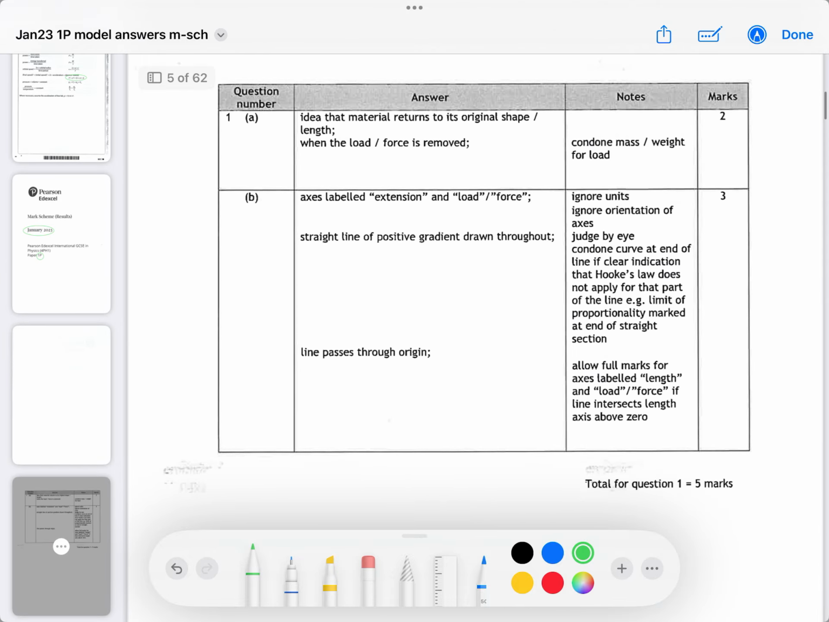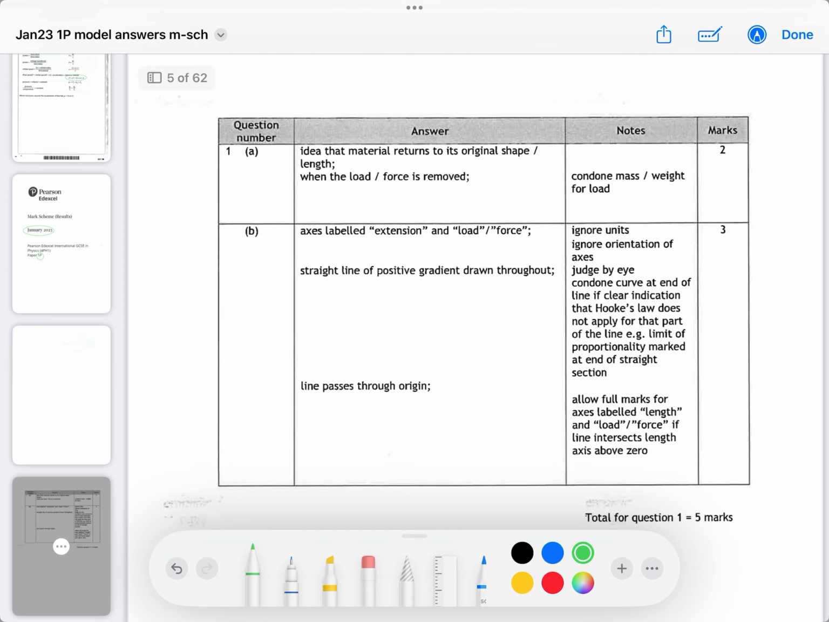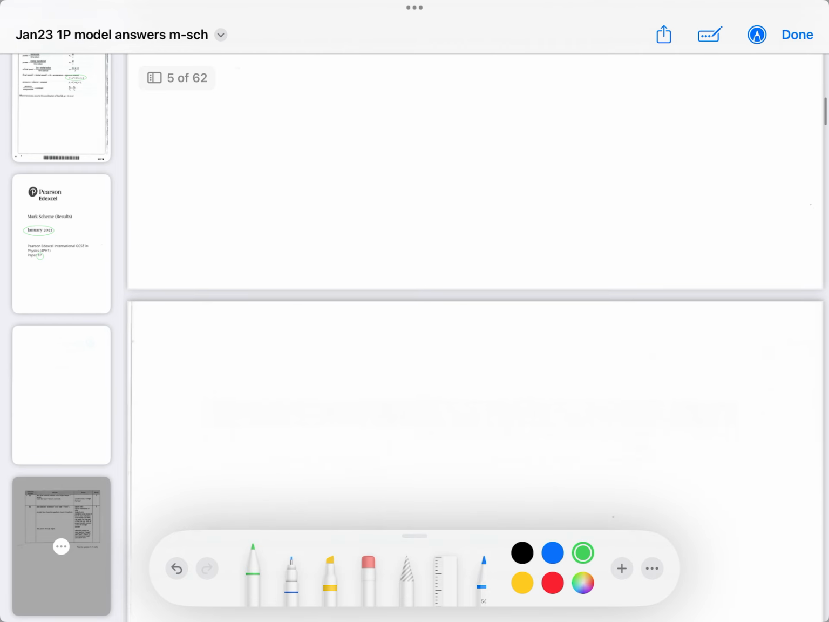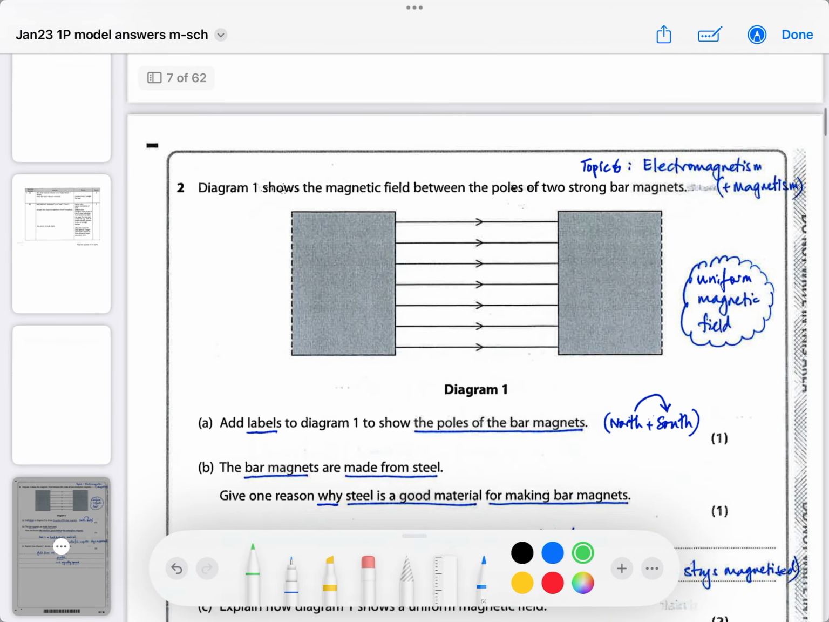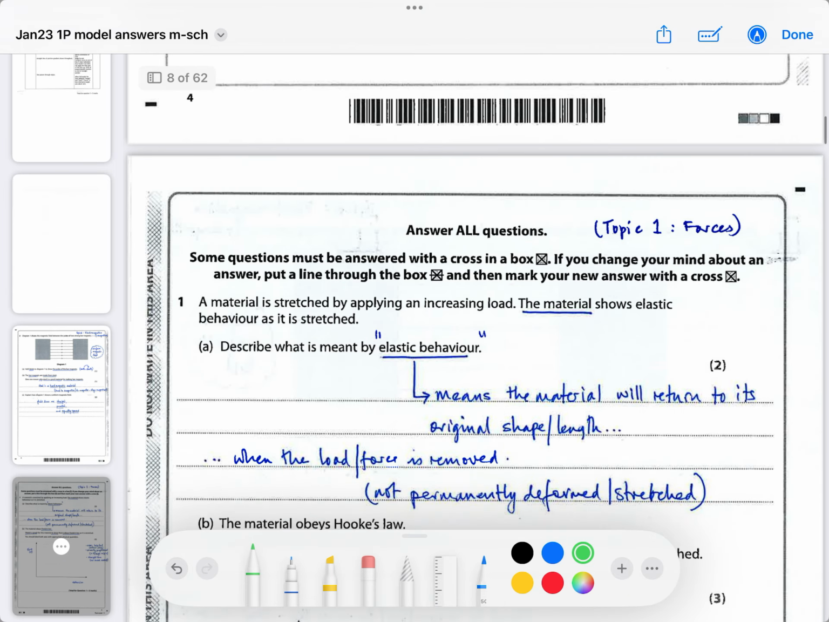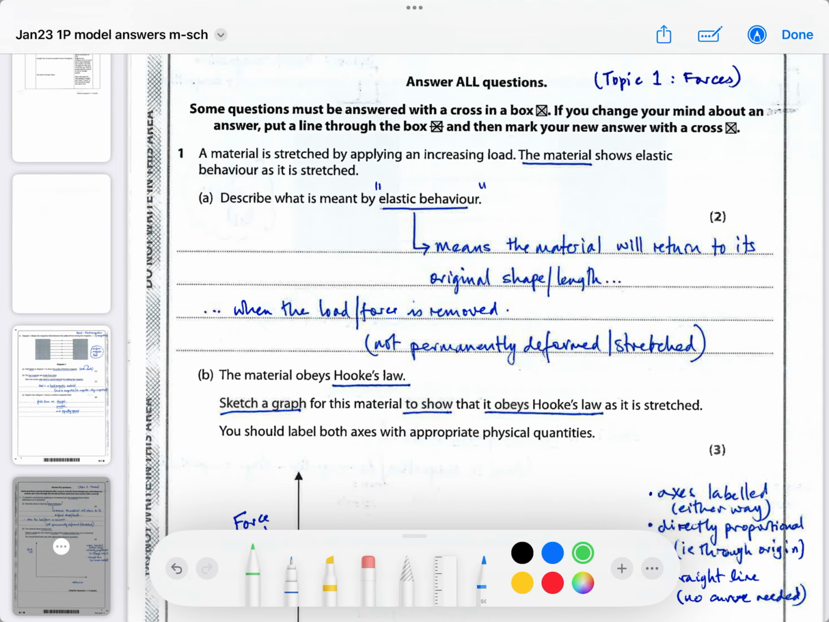All right, so question 1, there's the mark scheme. Let me just pause it there in case you want to have a look at your own answers and see what they're accepting. It's a 5-mark question. And then is question 2. Looks like I've scanned it the wrong way around. Question 1 and 2, the scanner, I've got it the wrong way around. So topic 1 is forces, and this is what we're going to go through first.